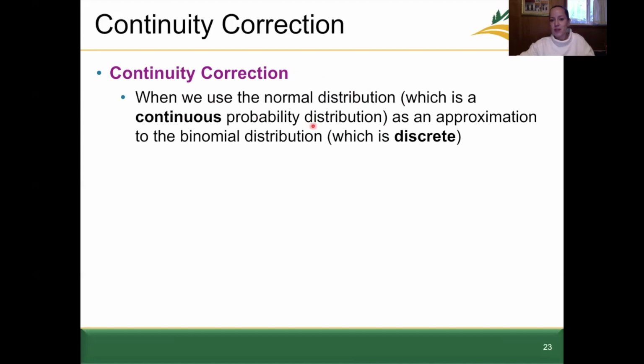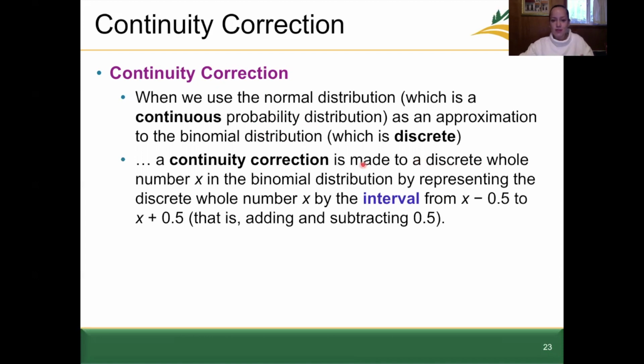So when we're treating a binomial distribution as a normal distribution, we apply this continuity correction. When we do that, we take a discrete whole number x, like 152 in our last example, and represent it by an interval instead of one discrete value. We find that interval by taking x minus 0.5 to x plus 0.5.